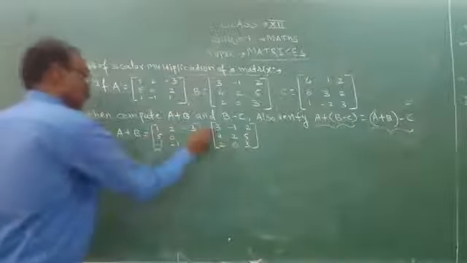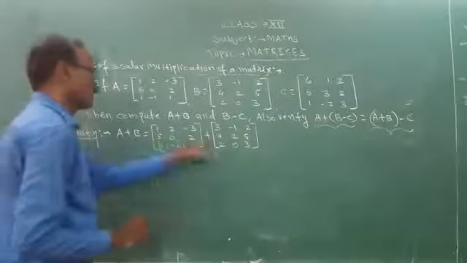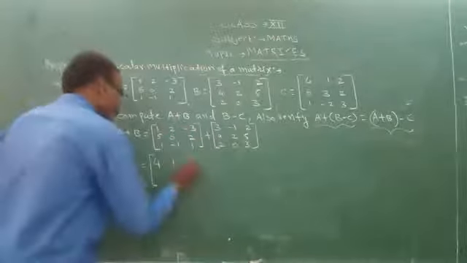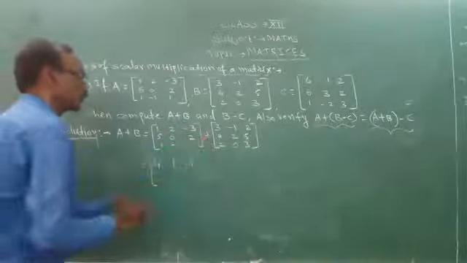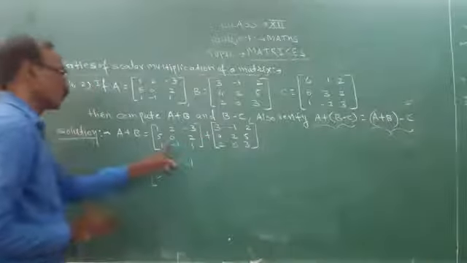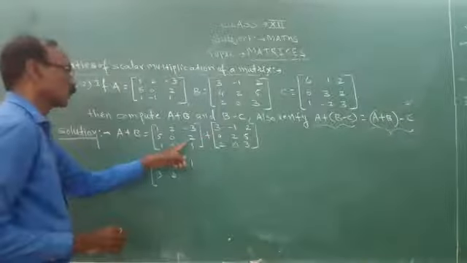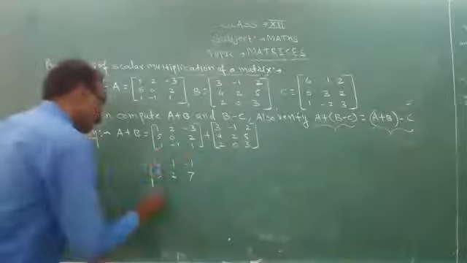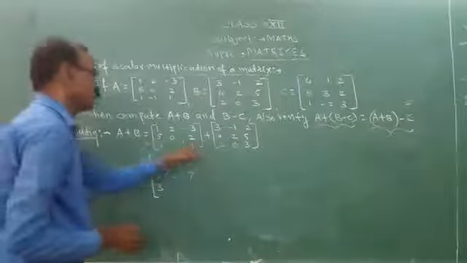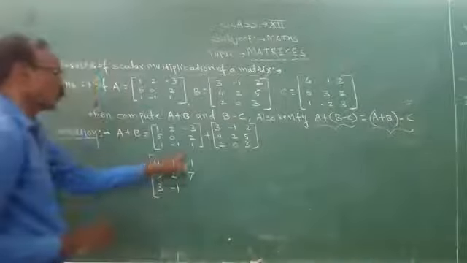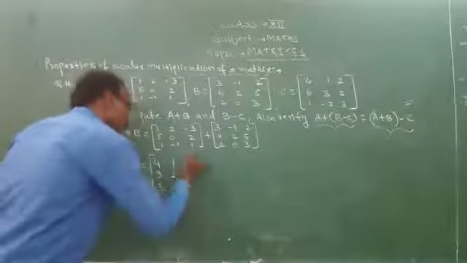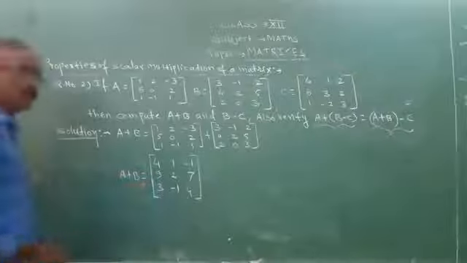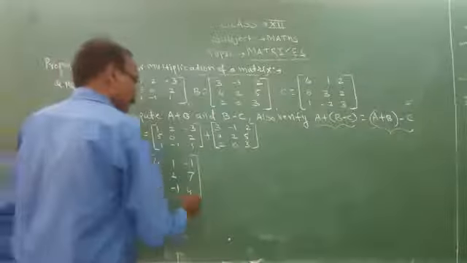A plus B: 1 plus 3 is 4, 2 plus minus 1 is 1, minus 3 plus 2 is minus 1, 5 plus 4 is 9, 0 plus 2 is 2, 2 plus 5 is 7. Okay. The third row: 1 plus 2 is 3, minus 1 plus 0 is minus 1, 1 plus 3 is 4. So this is your A plus B. Now find out B minus C.